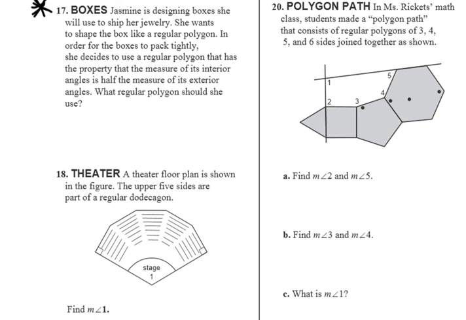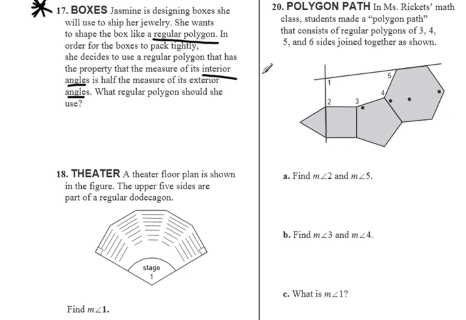Okay, number 17, we're going to do the same thing. I'm going to read it to you, I'm going to help you a little bit, and you're going to finish it up for yourself. Jasmine is designing boxes she will use to ship her jewelry. She wants to shape the box like a regular polygon. So we want a polygon with all sides congruent and all angles congruent. In order for the boxes to pack tightly, she decides to use a regular polygon that has the property that the measure of its interior angle is half the measure of its exterior angle. What regular polygon should she use?